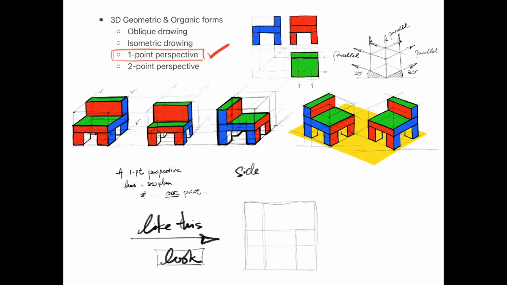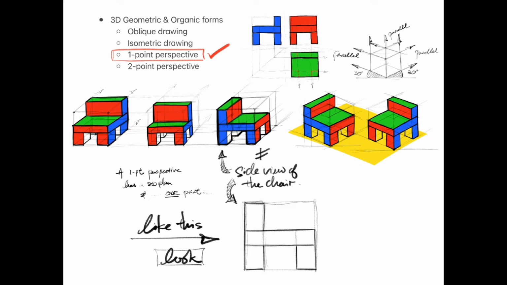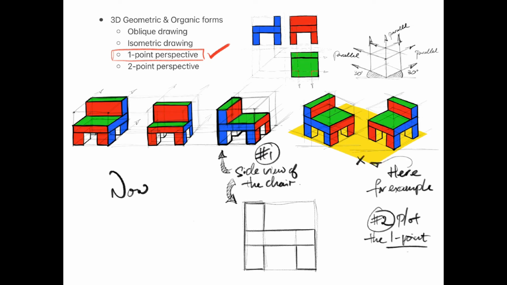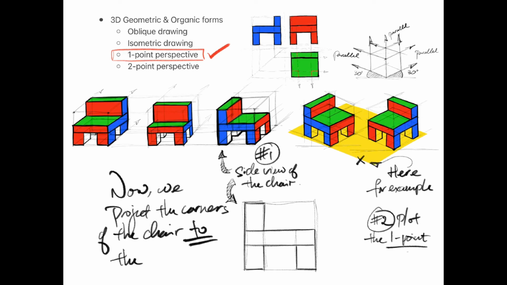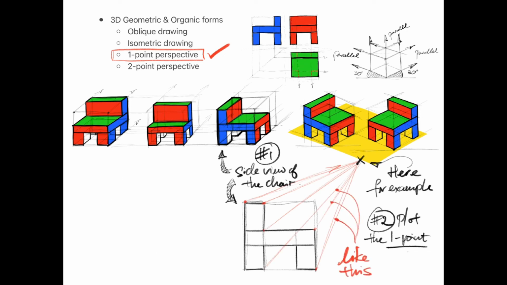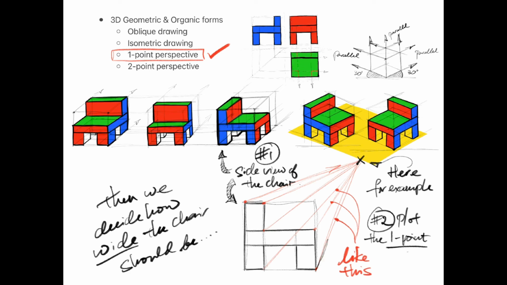The oblique drawing has parallel lines on all sides at 45 degrees. The one-point perspective, all you need to do is to choose either the side or the front view, and then instead of drawing parallel lines, you project the lines to the point. Next, you have to decide where you want the chair to end, how wide your object will be.